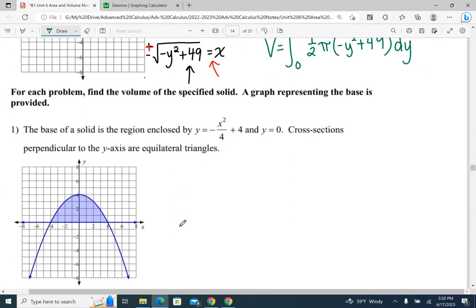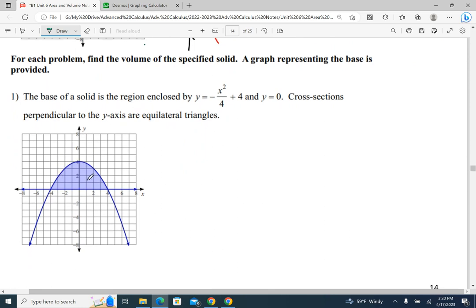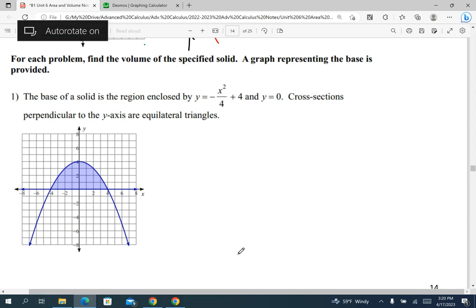Looking at the second one, this time the base of the region is enclosed by this equation. And the cross sections this time are going to be perpendicular to the y-axis. Ooh, they're going to be equilateral triangles this time. So let's see what happens.